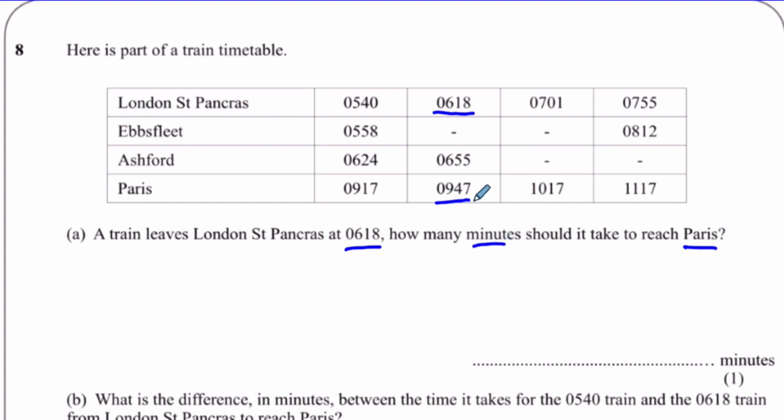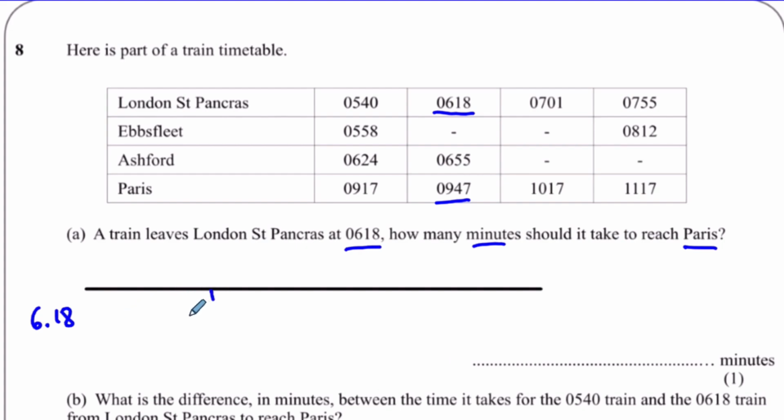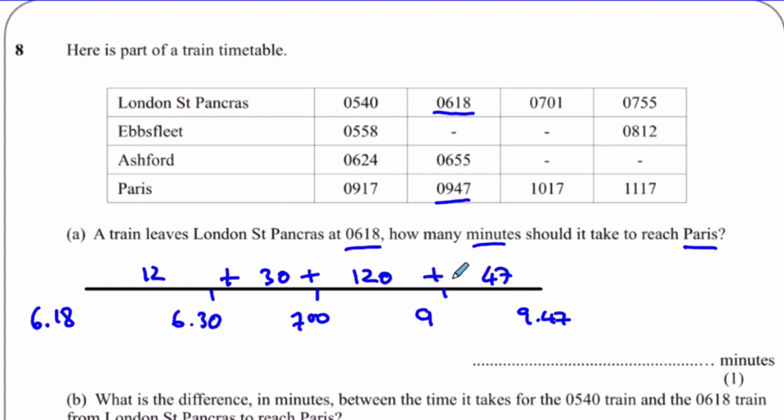If you're comfortable working with time, just subtract these, 09:47 minus 06:18, and you'll get 209. Or if you prefer to use a number line, we're starting at 6:18. If we add 12 minutes, we come to 6:30. If we add another 30 minutes, we come to 7. If we add another 120 minutes, which is 2 hours, we come to 9. And then we've got to add the 47 minutes. So now we've gone from 6:18 to 9:47. Add all of these up and you will get 209. Either method is fine. Both will get you the correct answer.